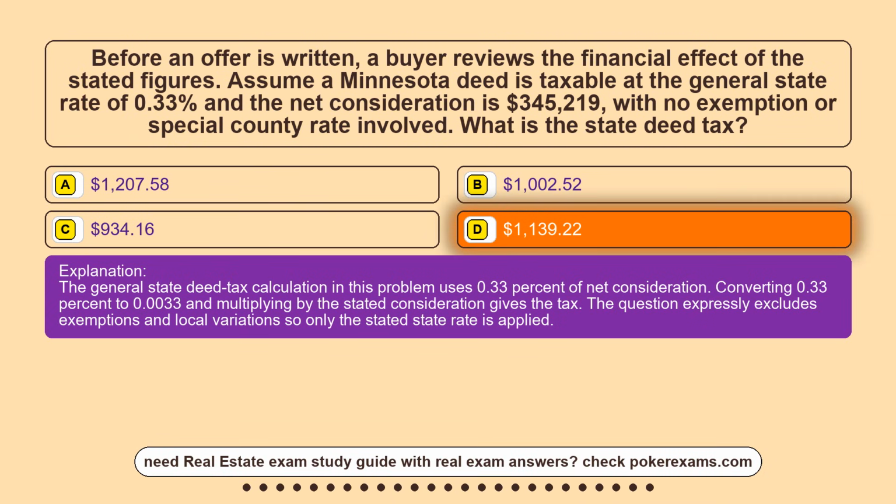Converting 0.33% to 0.0033 and multiplying by the stated consideration gives the tax. The question expressly excludes exemptions and local variations, so only the stated state rate is applied.